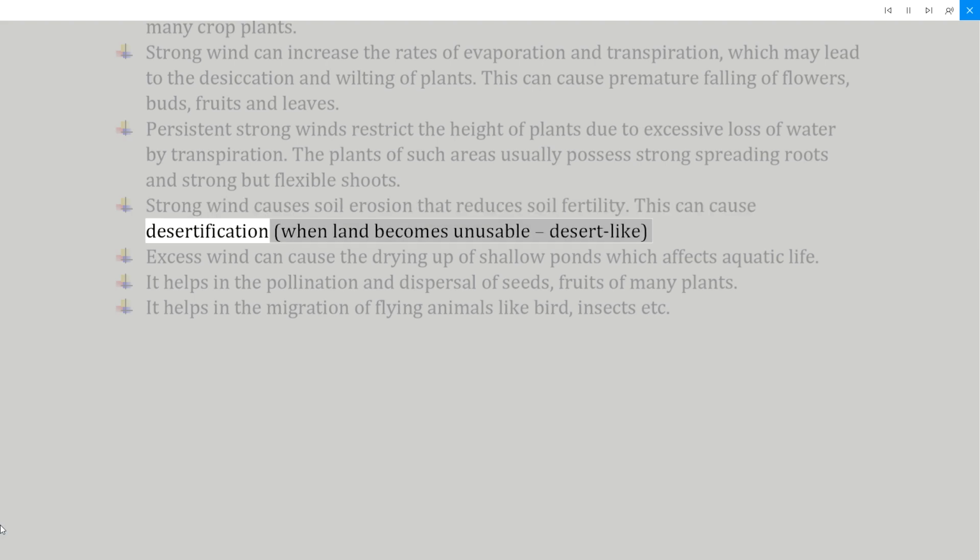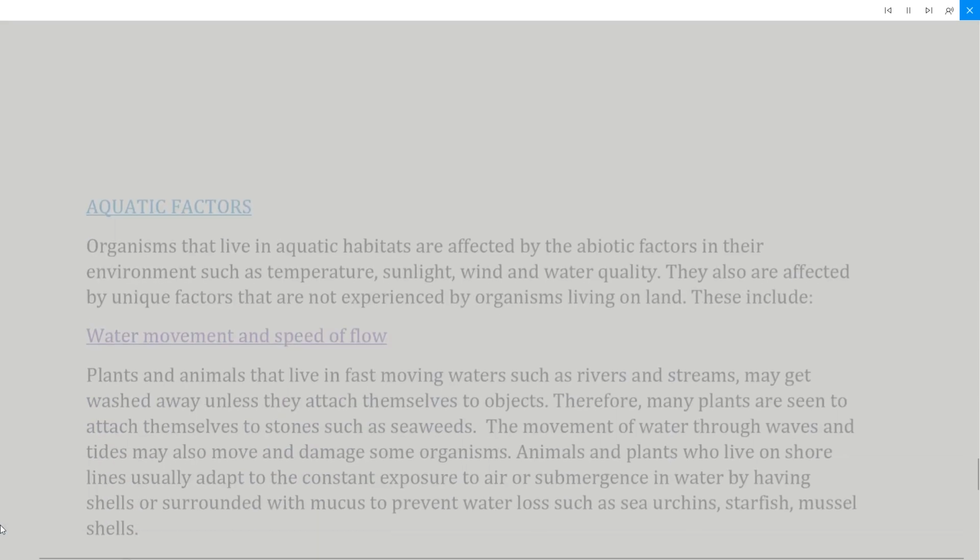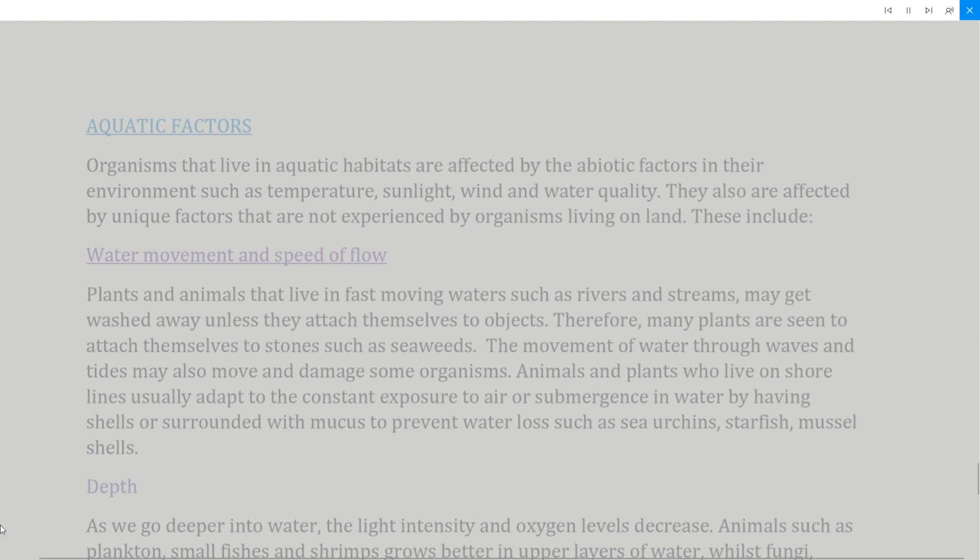This can cause desertification, when land becomes unusable, desert-like. Excess wind can cause the drying up of shallow ponds, which affects aquatic life. It helps in the pollination and dispersal of seeds, fruits of many plants. It helps in the migration of flying animals like birds, insects, etc.